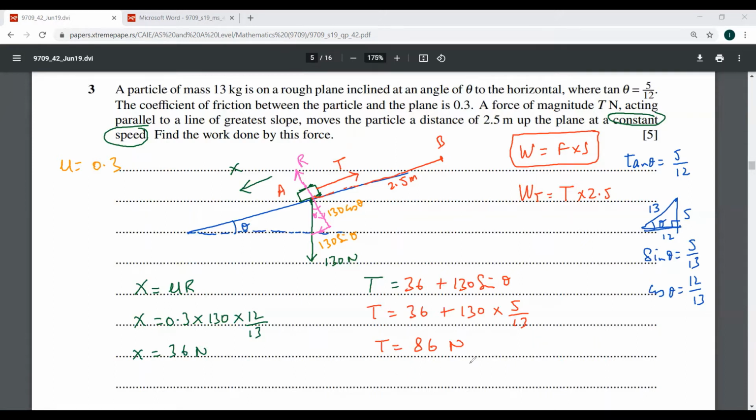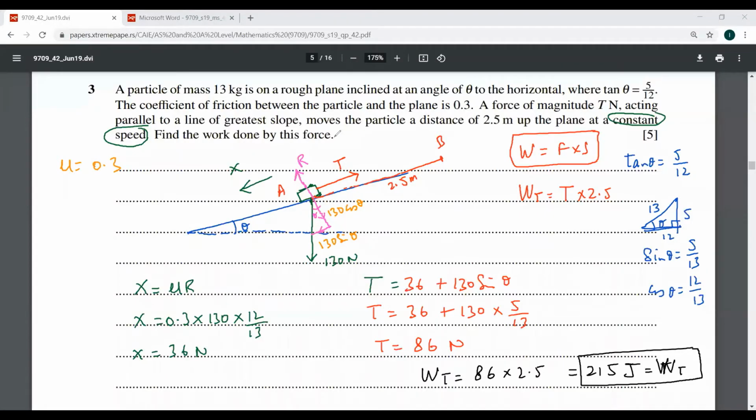And we reach the answer that the work done by the driving force, or this tension, whatever that force is, is going to be 86 times 2.5. And how much is this? 215 joules. Remember to use the right units here. That is the work done by this T. So you see there were 5 marks for this. Is there any question?